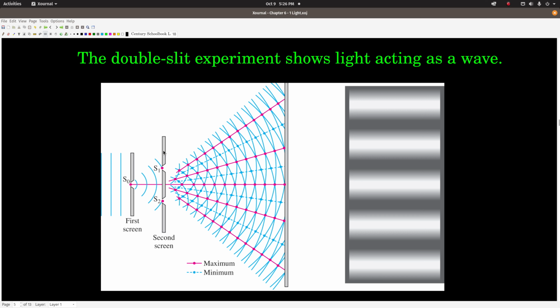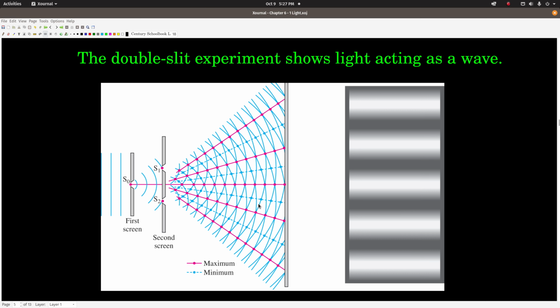If we have another wall right behind this, and forget about these openings for a minute, pretend this is solid, then we would just see a beam of light hitting that wall, like a flashlight or something, right? But now if we put two small holes in this wall, then what we see on the wall behind that is something called an interference pattern.